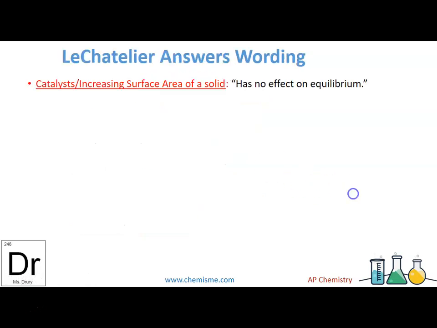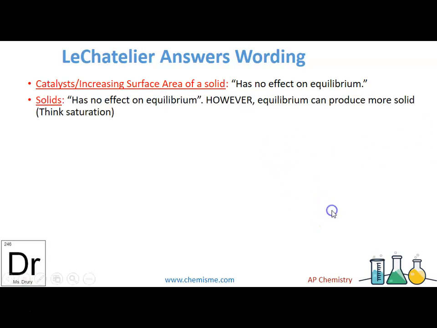But this was more of a multiple choice. If you're asked for part 2s and you have to write out your answers, let's look at some of the answers that are acceptable. If they say catalyst or increasing surface area of a solid, you can write has no effect on equilibrium. If you see solids in the substance, like we said, just solids are added, you can also say, again, that has no effect on the equilibrium.